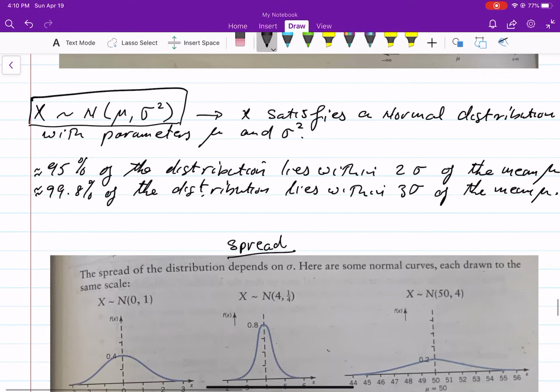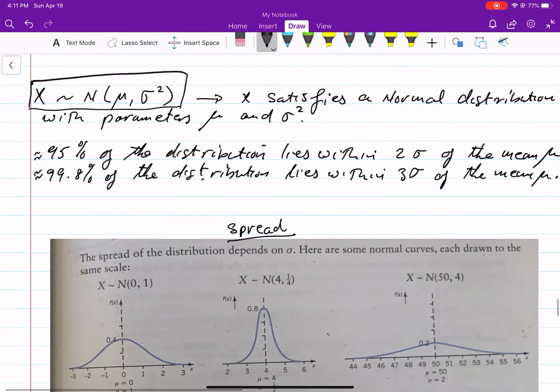If I want to indicate that a continuous random variable can be represented by a normal distribution, that's how I write it: X distributed normally with mean mu and variance sigma squared. The proper way to read that: X satisfies a normal distribution with parameters mu and sigma squared. The parameters are mu and sigma squared. Mu is the mean, sigma squared is the variance.